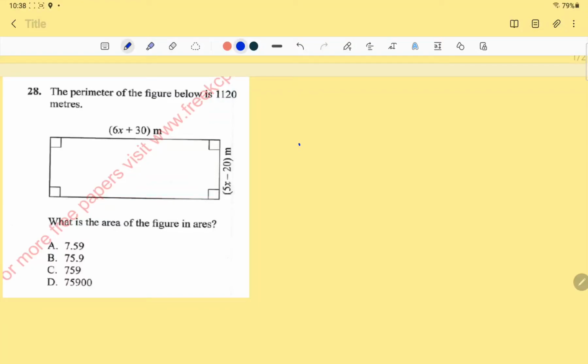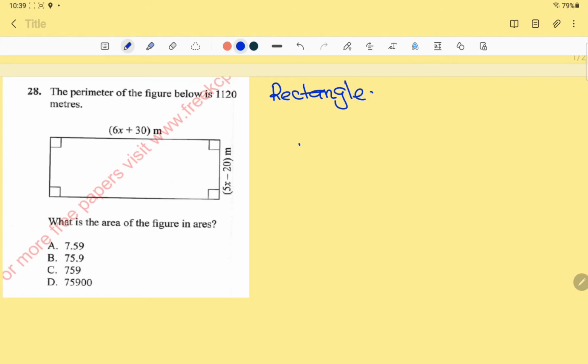We look at the next question. The perimeter of the figure below is 1120 meters. This is the figure that we are given. The question is, what is the area of the figure in meters squared? Okay, so the shape of this figure is a rectangle. Okay, that's the first thing.